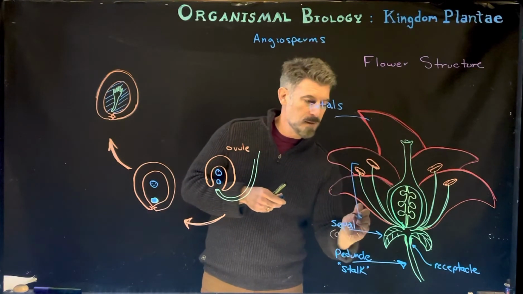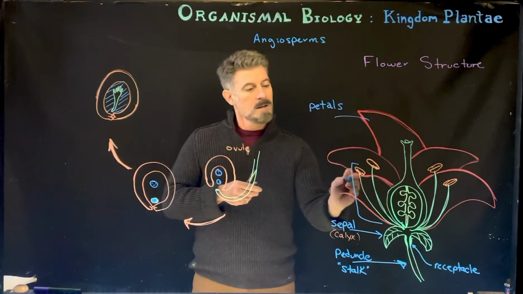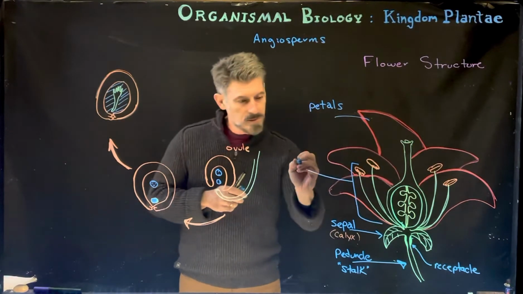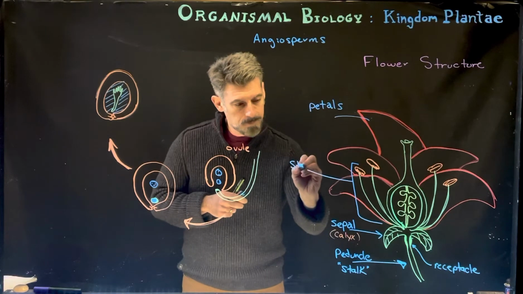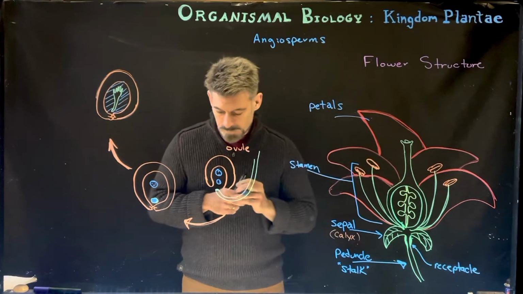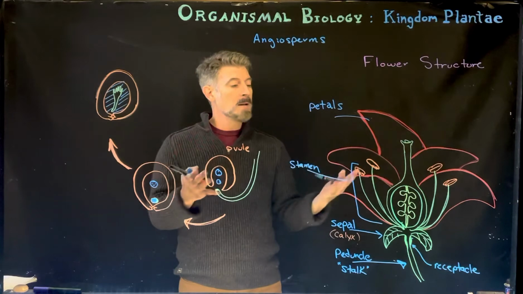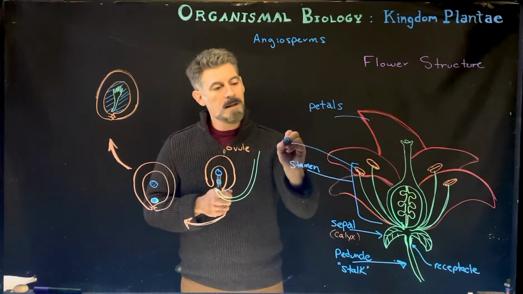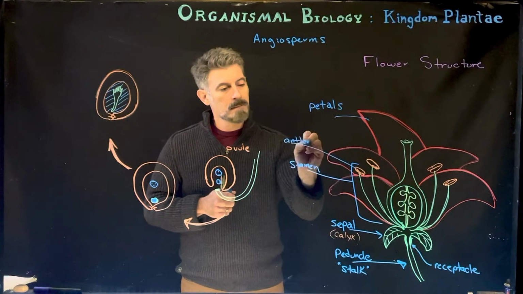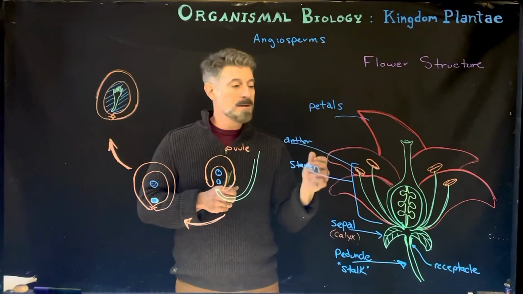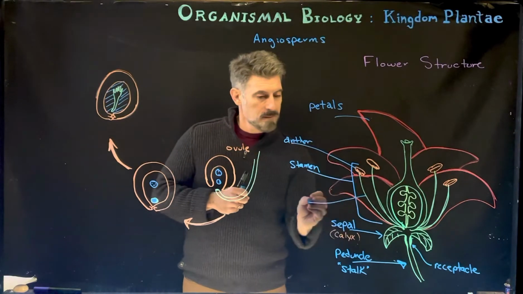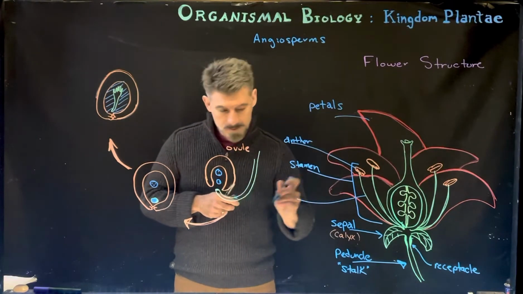So these structures here that look like this little stalk with this little oval thing at the end are called the stamens. This is the pollen producing structure. At the tip of the stamen, this little structure is called the anther, which is actually where the pollen is made. And the stalk of that structure is called a filament.